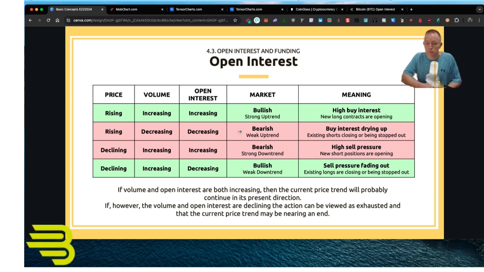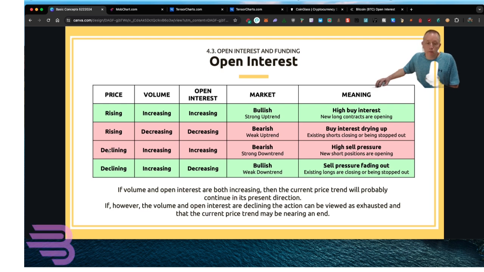And we can look at some examples of this, but what this equates to, what's going on in the background while you're getting all these other signs, is more likely that the interest in buying is drying up, right? So you have exiting shorts closing or being stopped out.